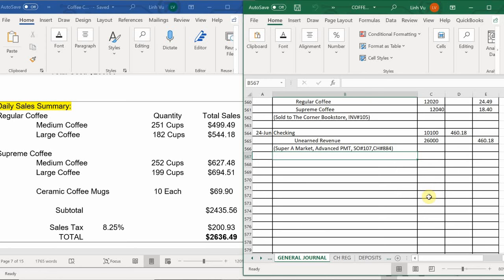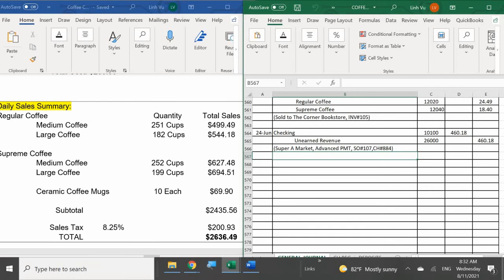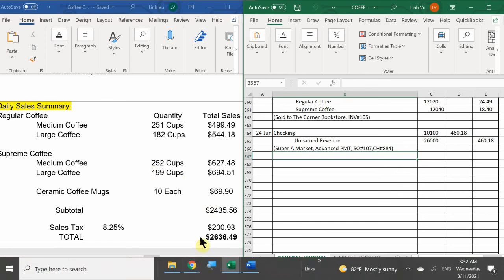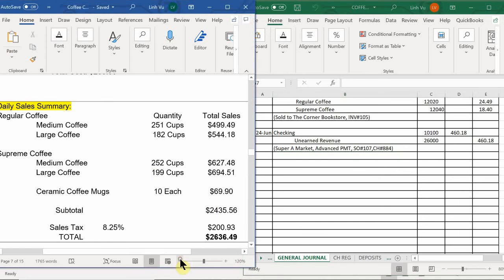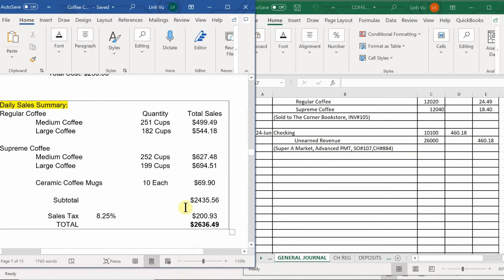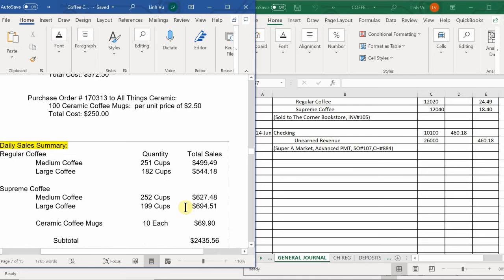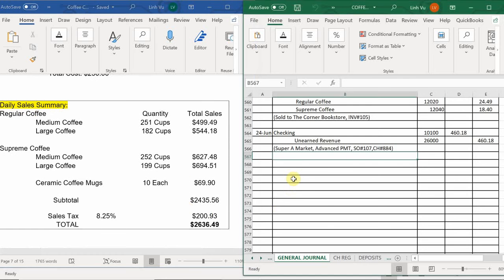Right. So this is where we left off from yesterday. We finished everything for the 24th. All we have left is just the in-store sales. So here we go. Let's go ahead and complete this transaction. So how are we going to journalize this?